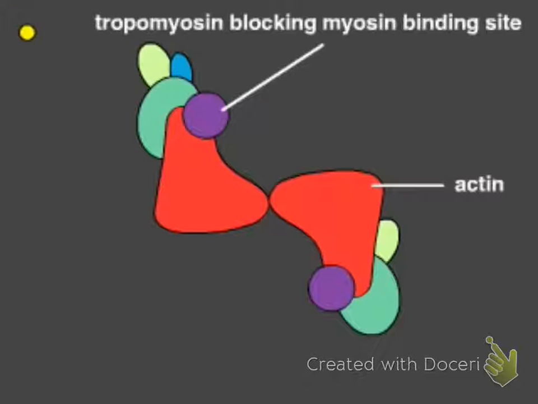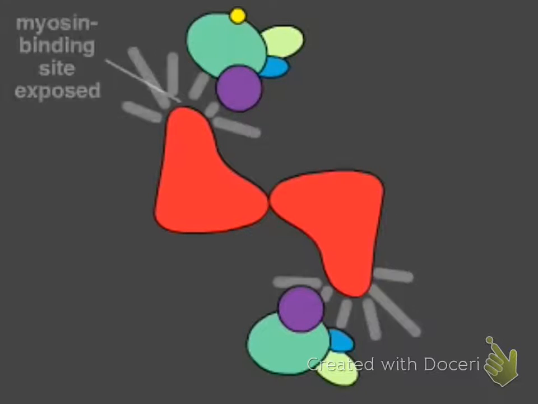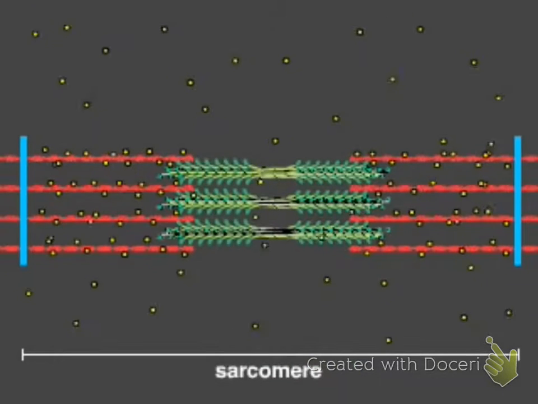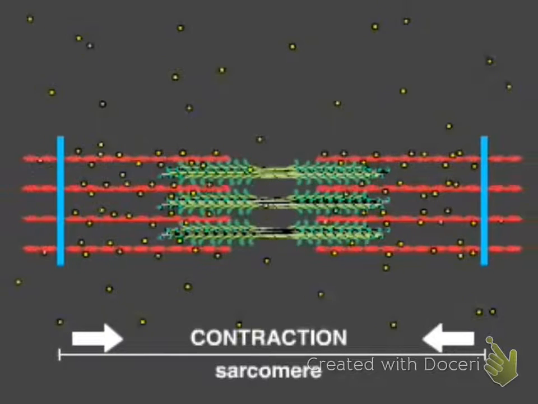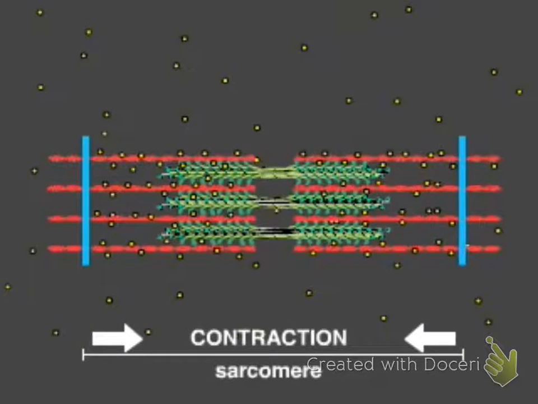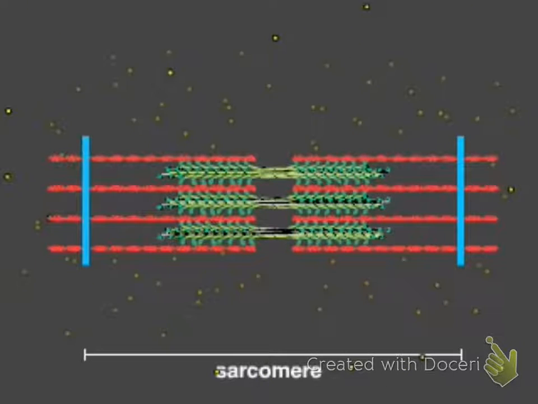When calcium floods the cell, troponin binds to it, moving tropomyosin off the myosin binding sites. Opening the myosin binding site on the actin filaments allows the myosin motors to crawl along the actin, resulting in a contraction of the muscle fiber. Calcium is then quickly returned to the sarcoplasmic reticulum by the action of a calcium pump. Without calcium, myosin releases actin, and the filaments slide back to their original positions.